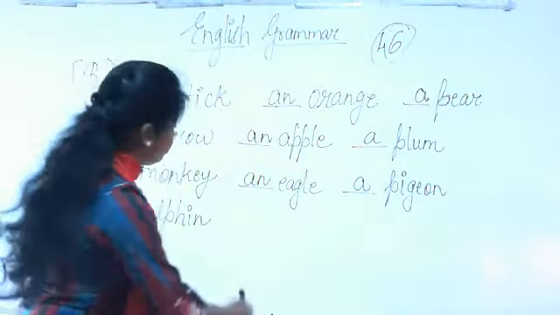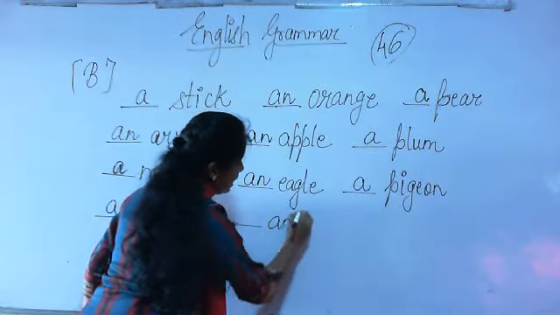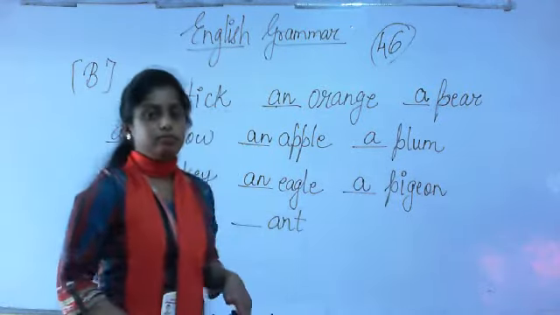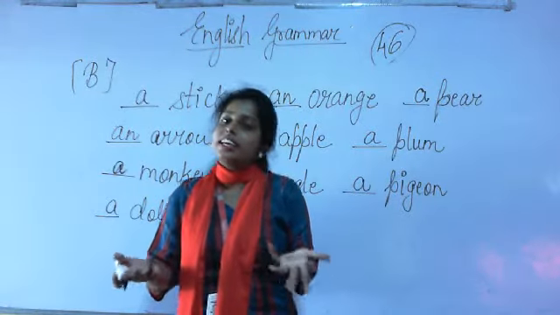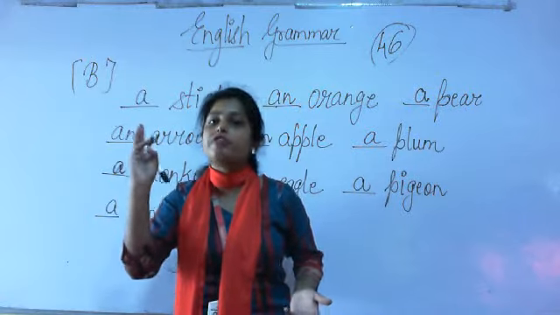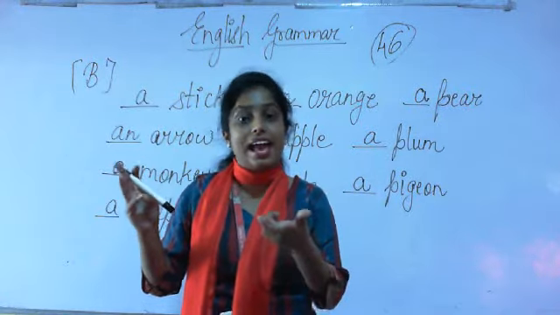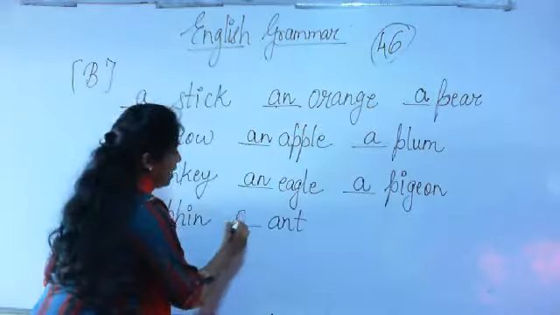Then ant. A-N-T, ant. Okay. A sound, right? Vowel or a consonant? It's a vowel. A-E-I-O-U, the first vowel, A. Ant, right? So, an ant.